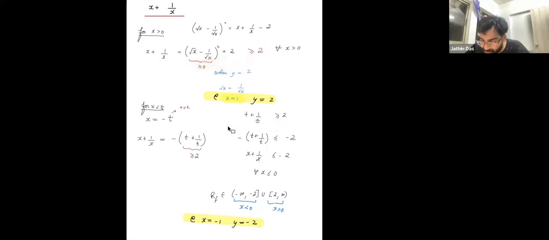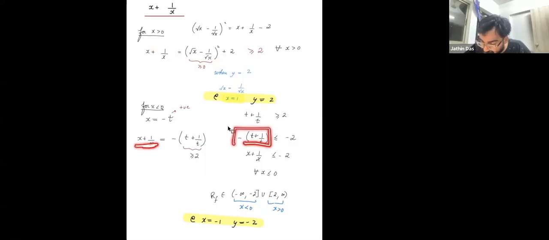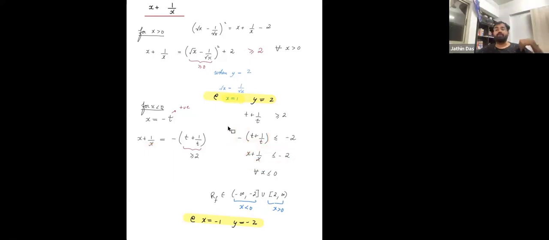It's understood. From here, x plus 1 by x when x is positive, what is its minimum value? It is 2, greater than or equal to 2. Here, I have removed the negative sign when x is negative. So now t is positive, right? So t plus 1 by t is positive and behaves like this only. So t plus 1 by t is greater than or equal to 2. Then I multiplied by minus 1, and now this whole thing is your x plus 1 by x. And that will be less than or equal to minus 2 if x is negative, correct? Okay. Clear? Yeah.